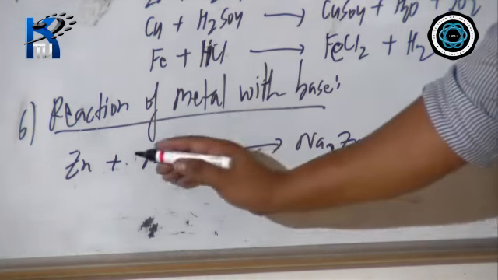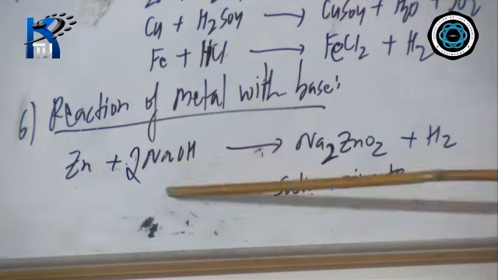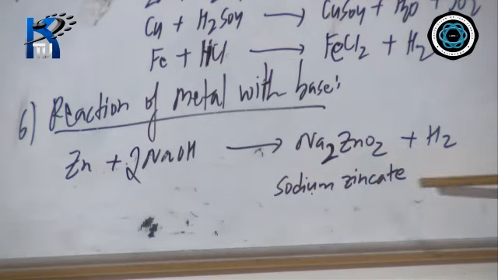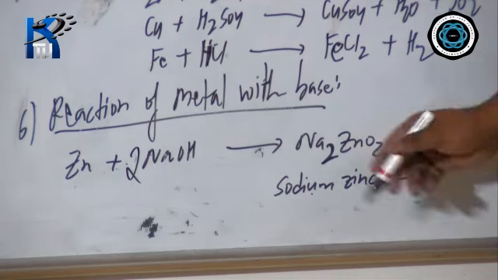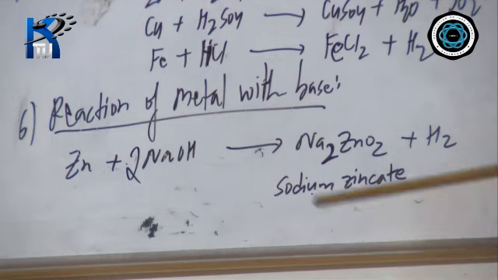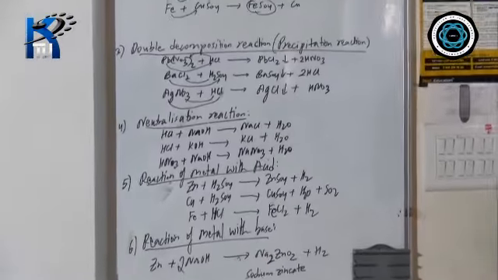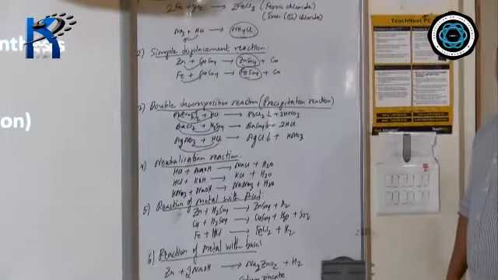If you want to balance it, put here 2 to balance. 2 sodium balanced, 1 zinc balanced, 2 hydrogen balanced, 2 oxygen balanced. And it is a complex salt, as I have already told you. There are many other examples, you can go through books to refer for more examples of it. So students, if you want, you can take a screenshot of this for your reference.